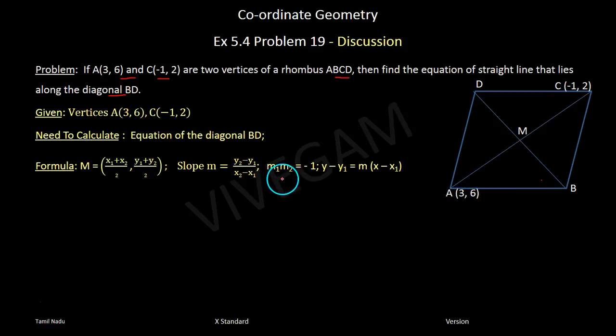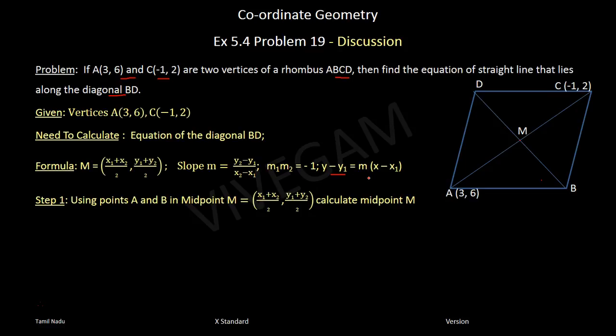Once you know that, then you have to use m1 times m2 equal to -1, because AC and BD are perpendicular to each other. So if this is m1 and this is m2, m1 times m2 will be equal to -1. That way you will be able to calculate the slope of BD. Then use the one-point slope-point form. You know the slope and you also know one point on it, so you can use the slope-point form and calculate the equation of BD. This is how the problem needs to be worked out.